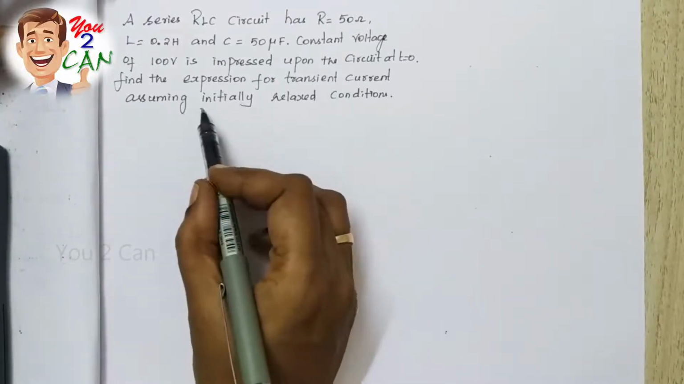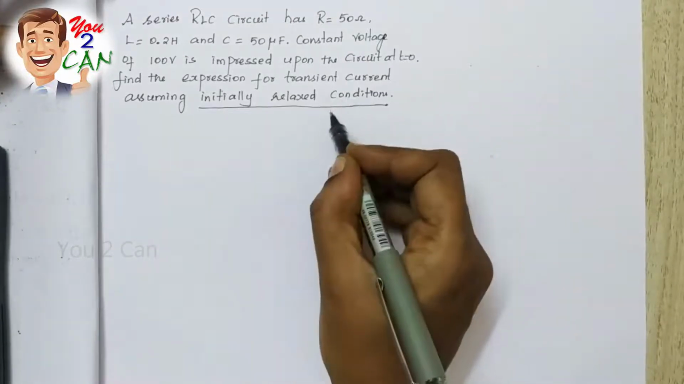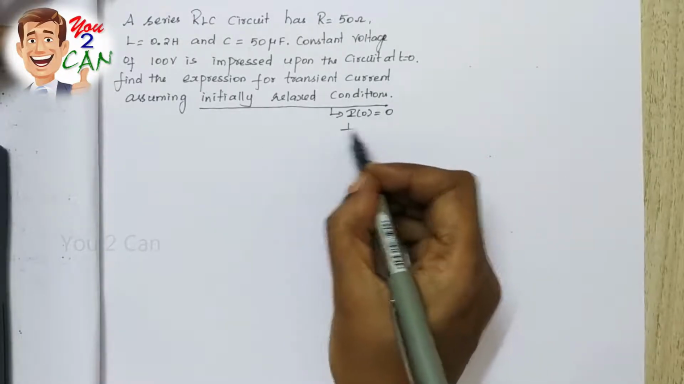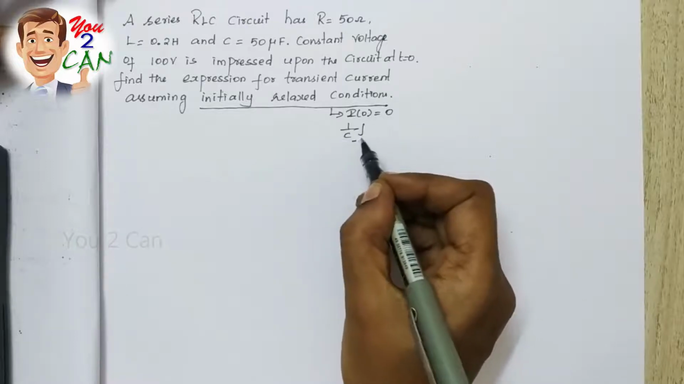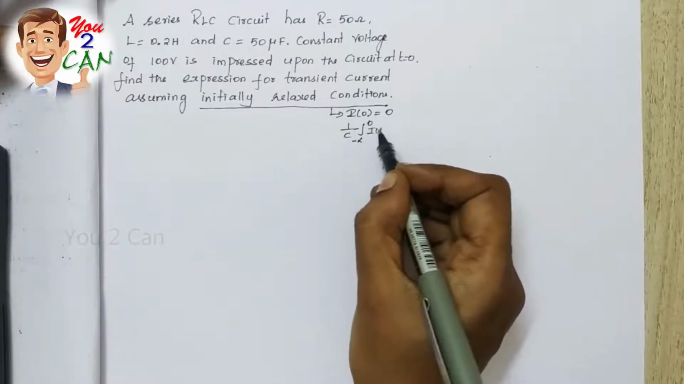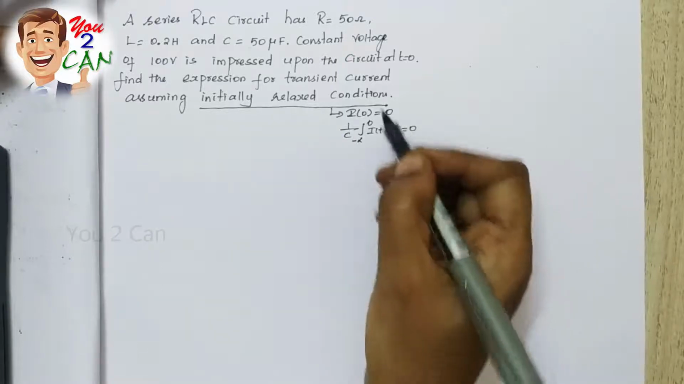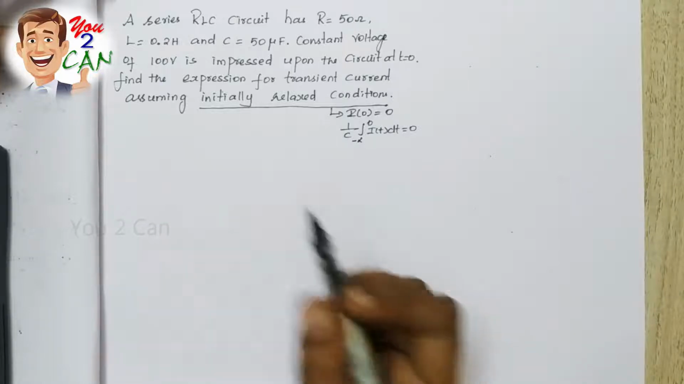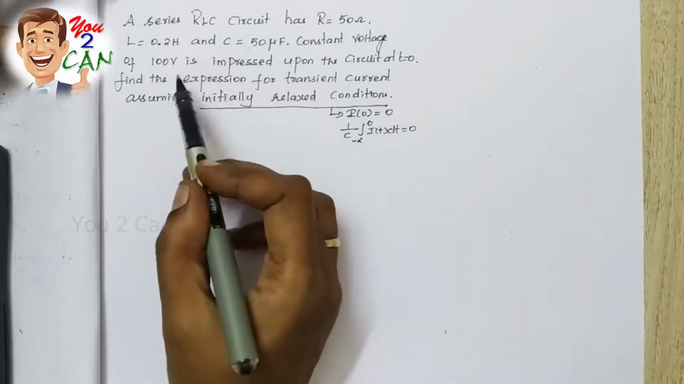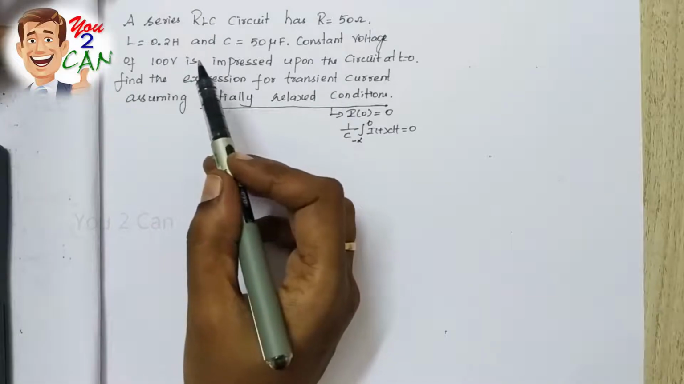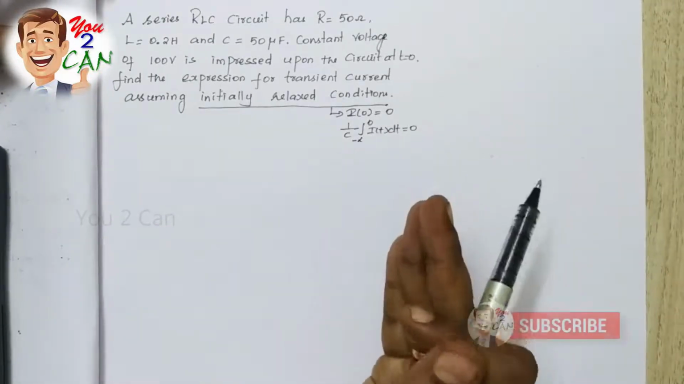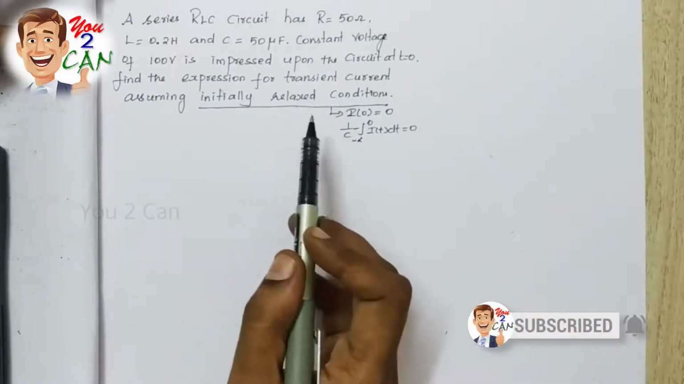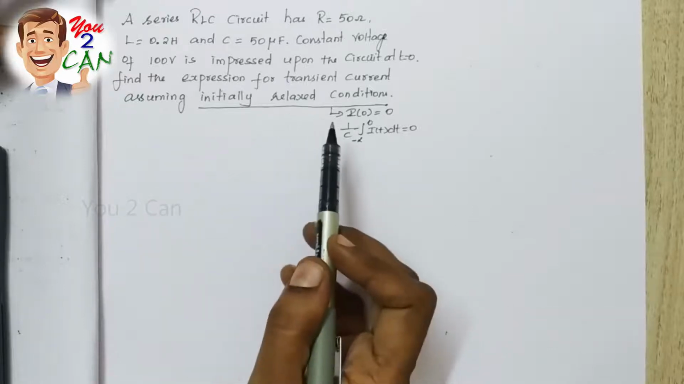Here it is given as initially relaxed condition. What is the initially relaxed condition? The current through the inductor is taken as 0 and the voltage across the capacitor, that is 1 by C integral from minus infinity to 0 of i(t) dt, will be taken as 0, and you have to derive the equation for transient currents. As you all know, when an RLC series circuit is excited by a DC voltage, it will have three cases depending upon the types of roots we have. So first you have to check whether it is underdamped, overdamped or critically damped, then proceed with the problem.